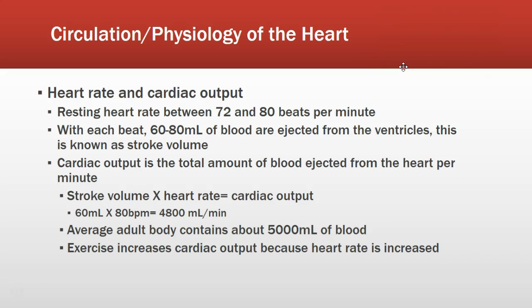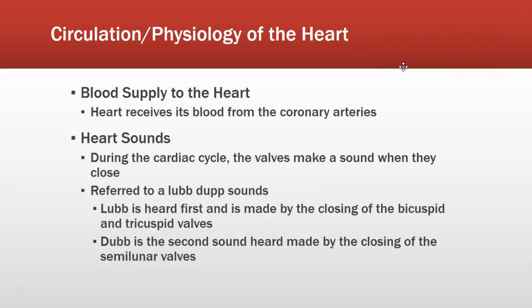Exercise increases cardiac output because heart rate is increased, and sleep will usually decrease cardiac output. You don't need as much blood flowing through if you're sleeping. Blood is supplied to the heart muscle itself through the coronary arteries. So you have a right coronary artery and a left coronary artery, and then these branch further.